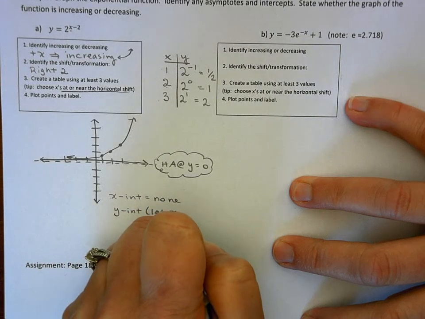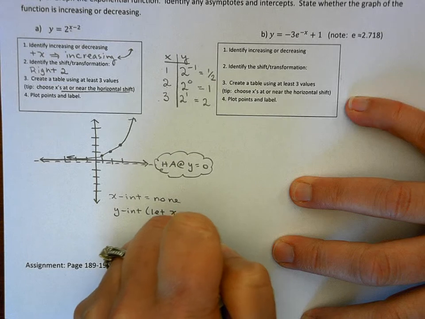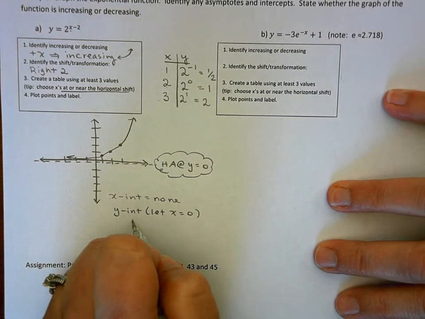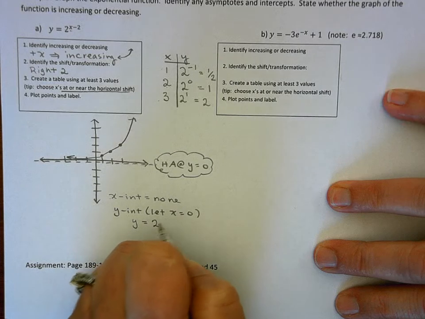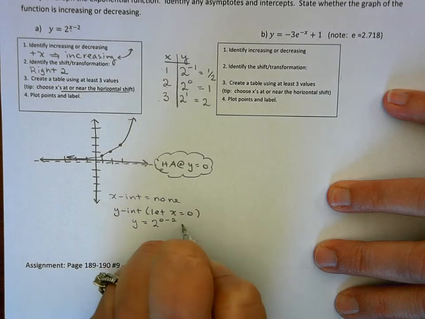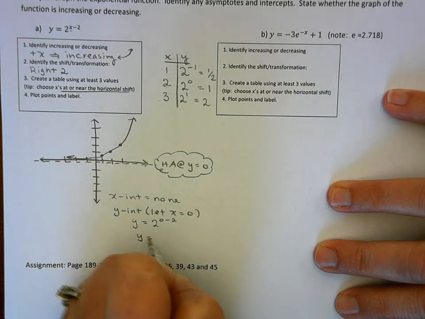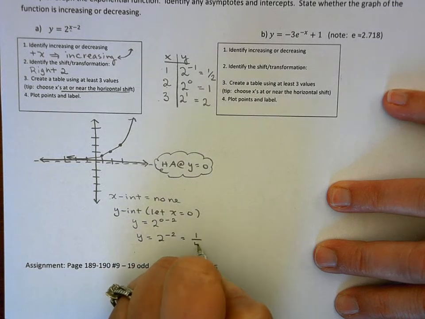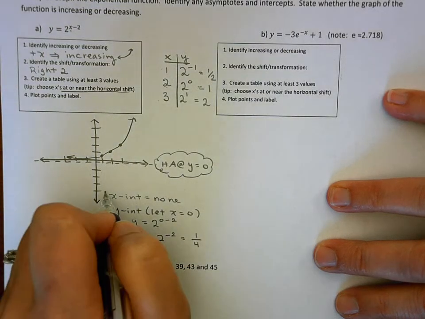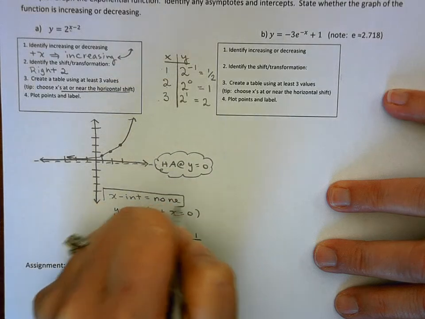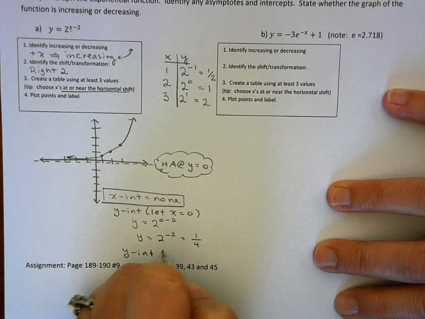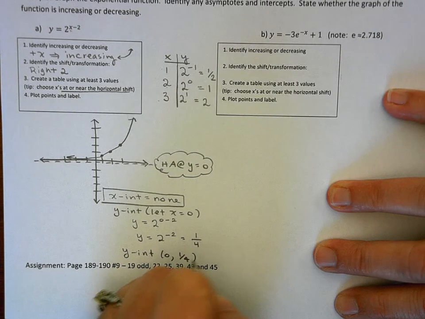If it was a parent graph, I would know the y-intercept is at 0, 1. So I'm going to let x equal 0. I go to my equation. So I have y equals 2, and then replace x with 0. That's 2 to the negative 2, or 1 over 2 squared, which is 1/4. So there's my x-intercept, I have none. And then my y-intercept would be when x is 0, my y is 1/4, or 0.25, right?